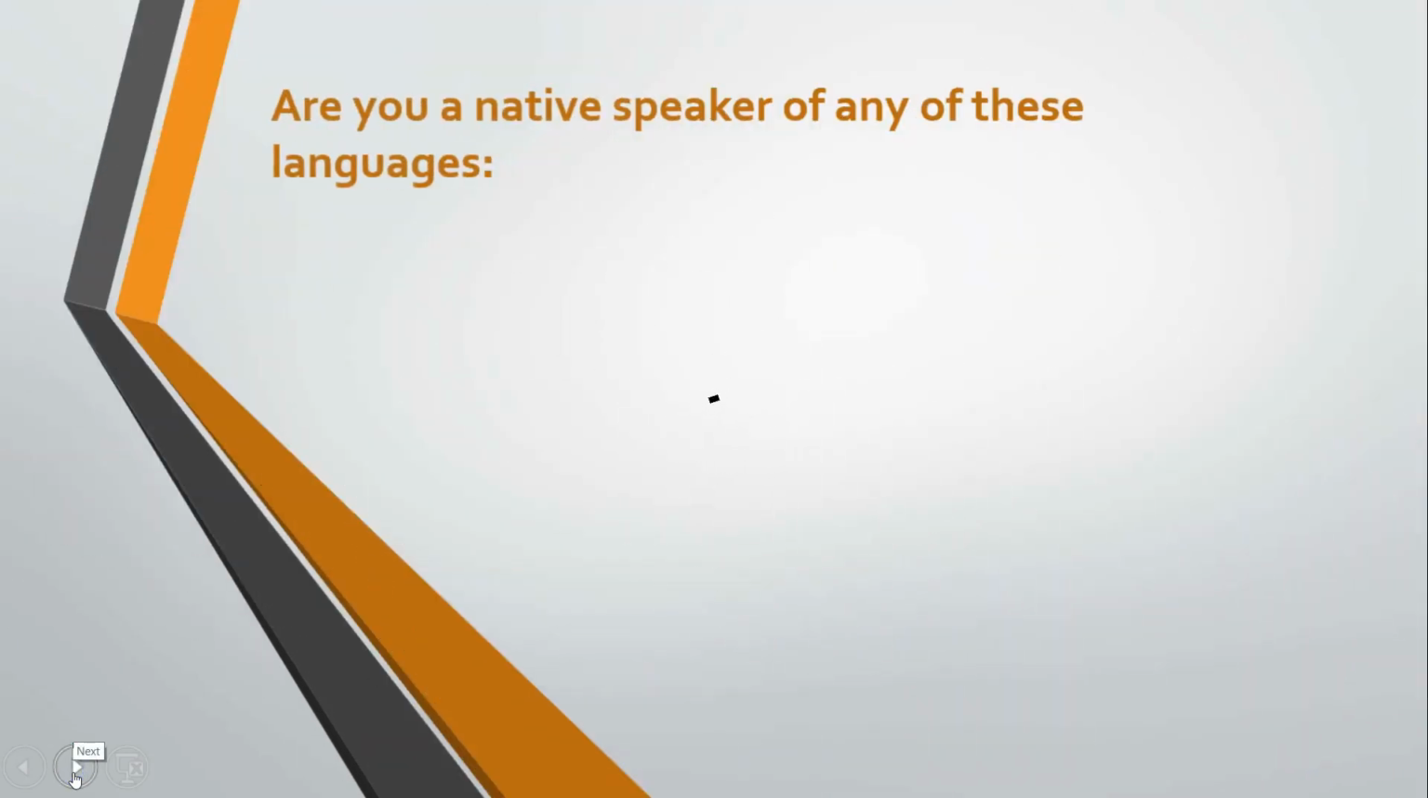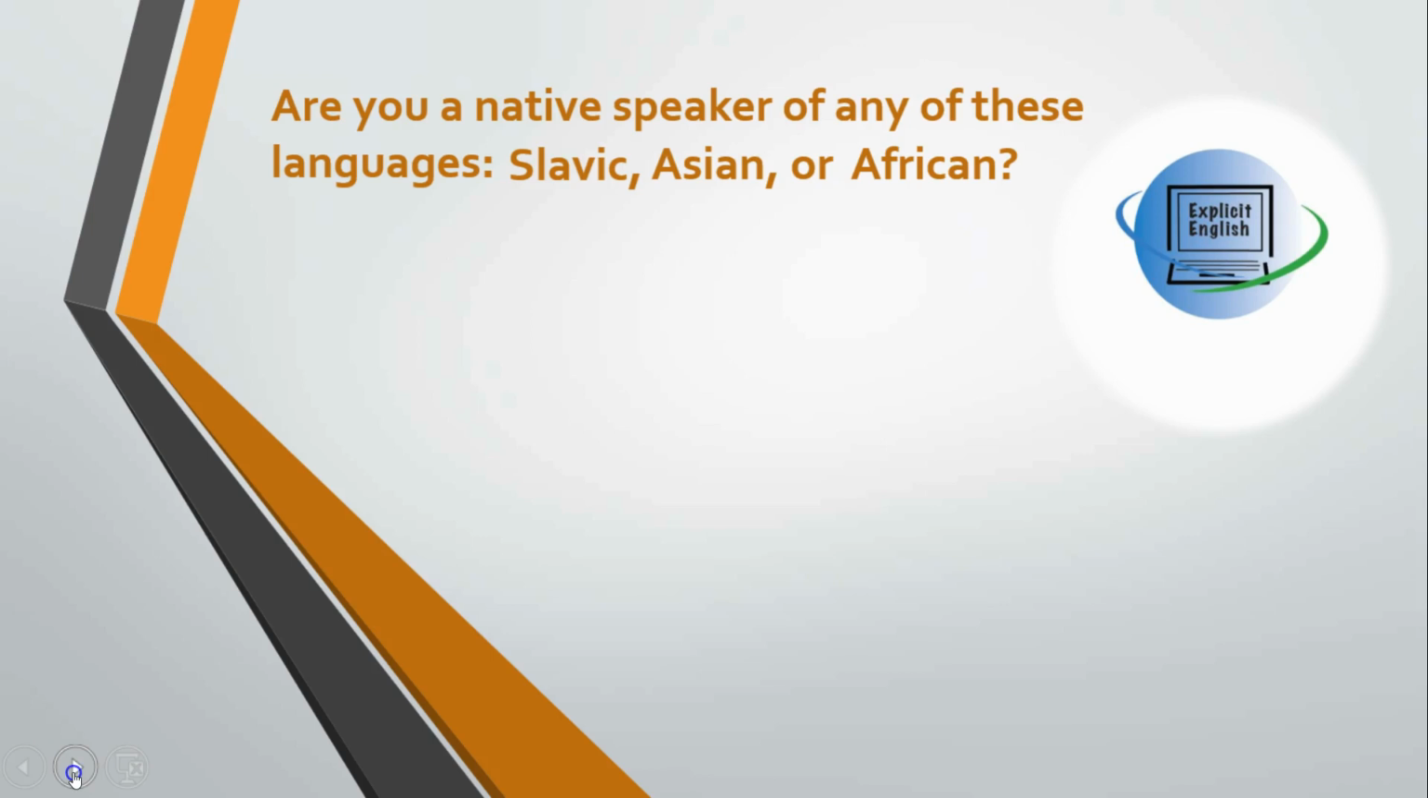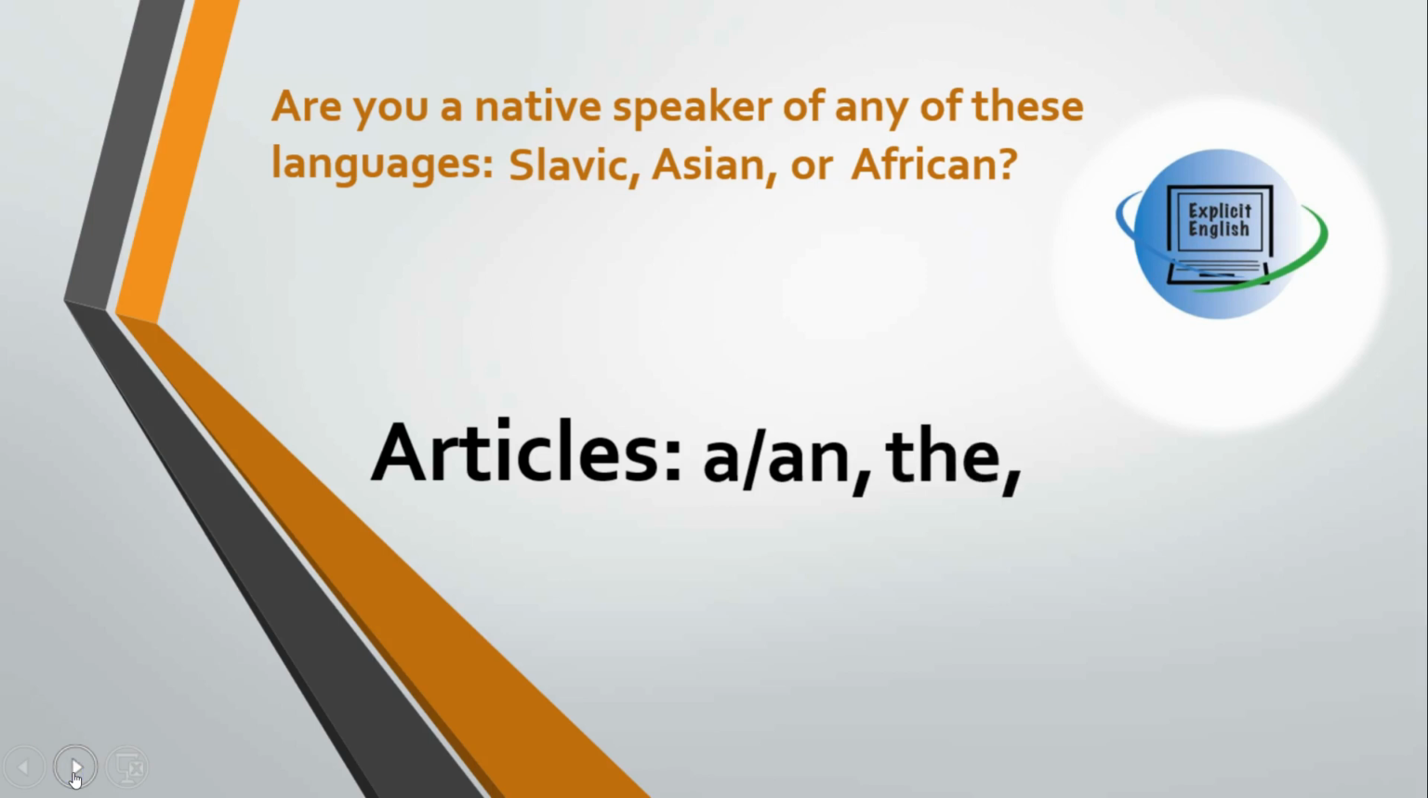Are you a native speaker of any of these languages? Slavic, Asian, or perhaps African? The Explicit English channel presents to you the articles: indefinite, a and an, definite, the, and zero article.